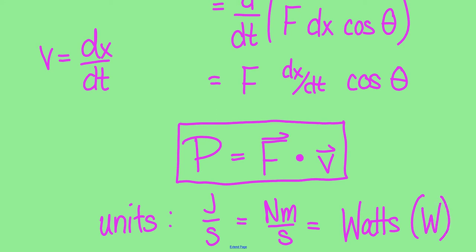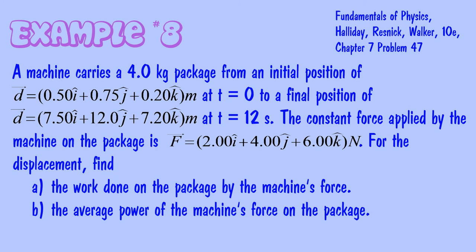Okay, let's try it out with an example problem. In this problem, we have a machine carrying a 4-kilogram package. It gives us its initial position and its final position. It does so in 12 seconds. It says that there's a constant force applied by the machine on the package, and we're given that force as well as those position vectors in unit vector notation. There's two things we're looking for: the work that's done on the package by the machine's force and the average power.